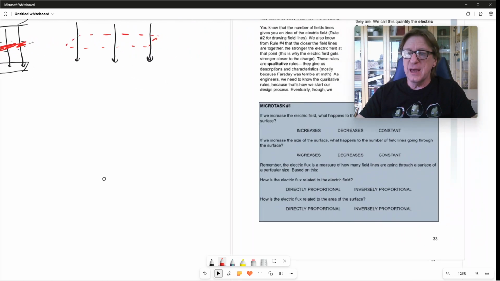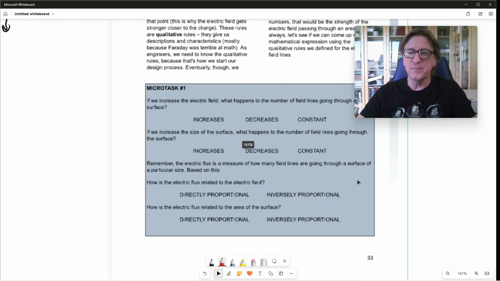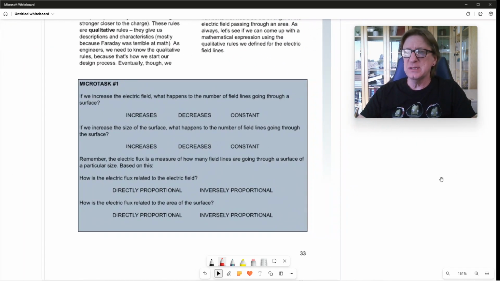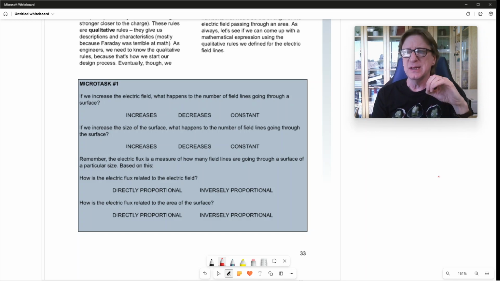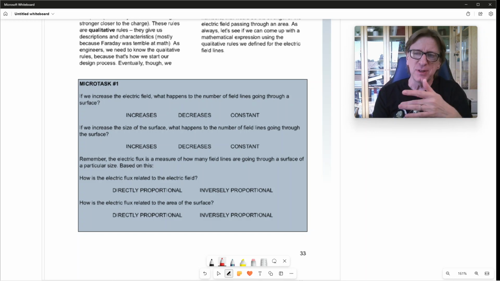Let's take a look at microtask 1 here. After each one of these, I want you to stop, look at the video again, and look at your notes. Before starting the video again, make sure that you've answered each one of these. I know your temptation is to just let it play and Dr. K is going to tell you what the answer is. The problem is that if you're not taking the time to think about it, you're not going to learn it. And that's going to make it harder for you down the road.